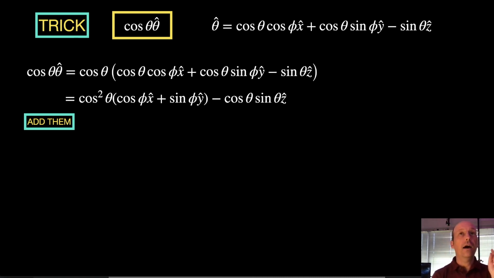Okay, now let's add those two tricks together. Let's add sine theta r hat plus cosine theta theta hat. Let's just add those together. So I just calculated both of those.